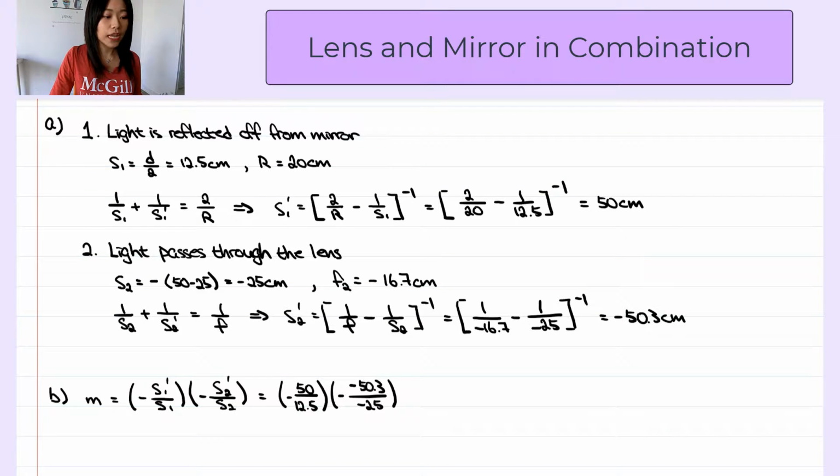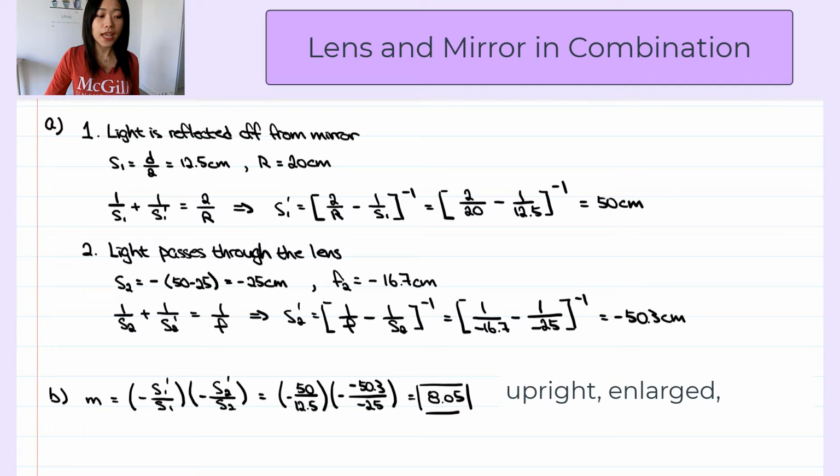So we get the total lateral magnification is 8.05. It's positive, so the image will be upright, and the magnitude of M is greater than 1, which means the image will be enlarged. And S2 prime is negative, which means the image is a virtual image.